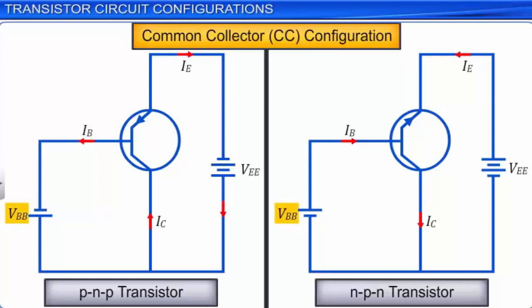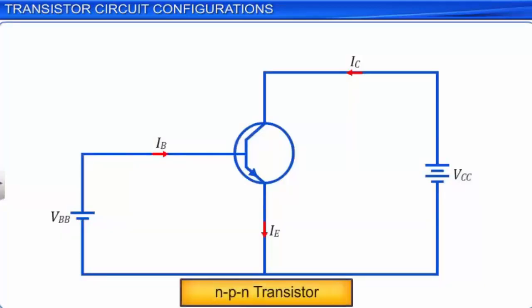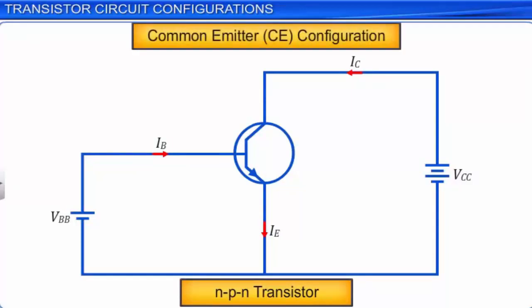Since the NPN silicon transistor is the most commonly used transistor and the common emitter configuration is the most commonly used circuit configuration, let us study the input and output characteristics of an NPN transistor in the common emitter configuration.